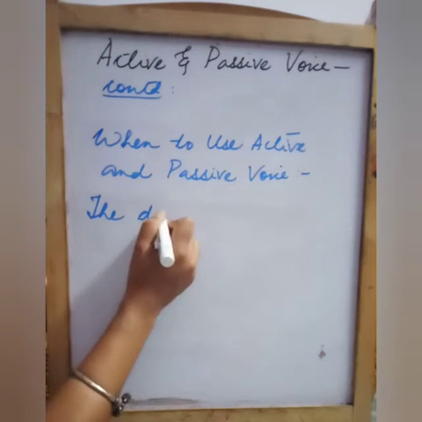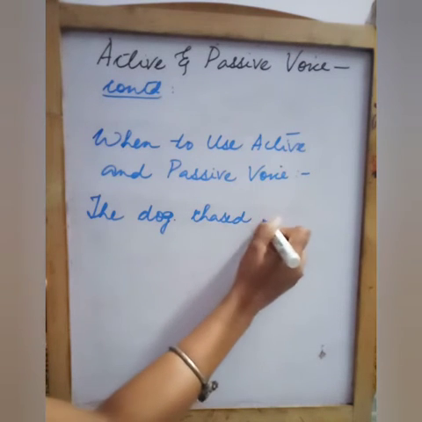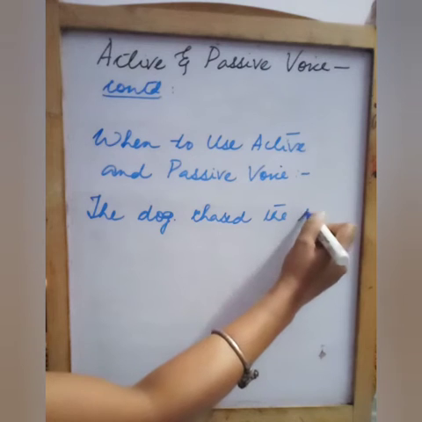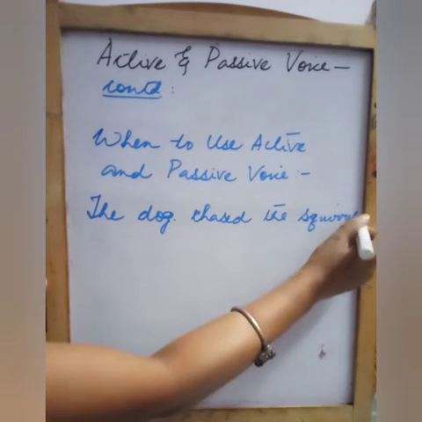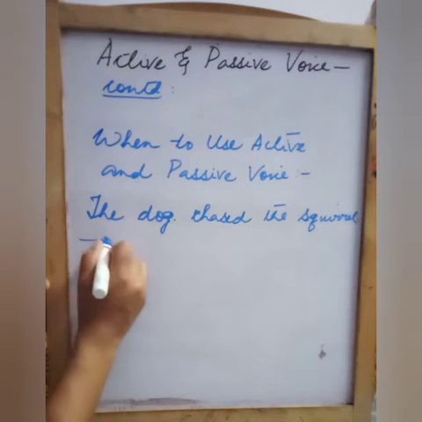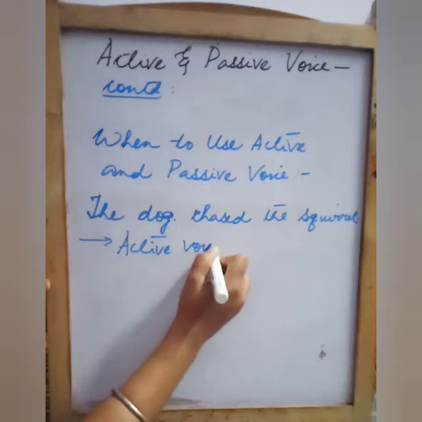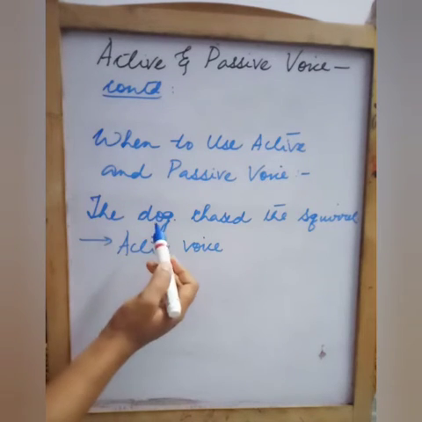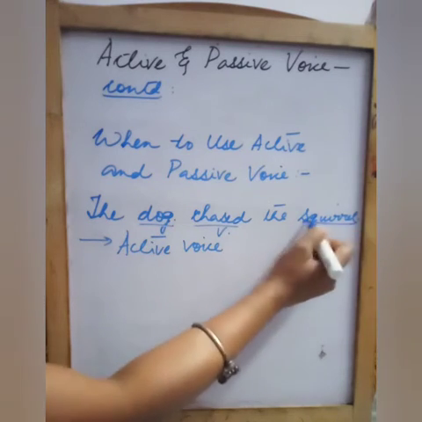The dog chased the squirrel. Fine. So this sentence is in the what? It is in the active voice. Fine. It is in the active voice. How will we understand? See, simple. The dog, the subject, chased is the verb or the action. The squirrel is the object.